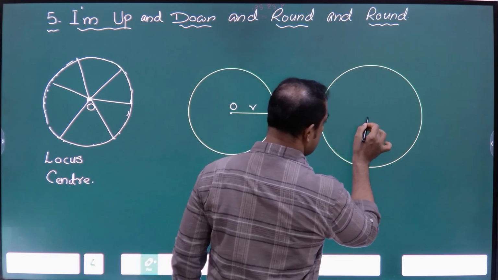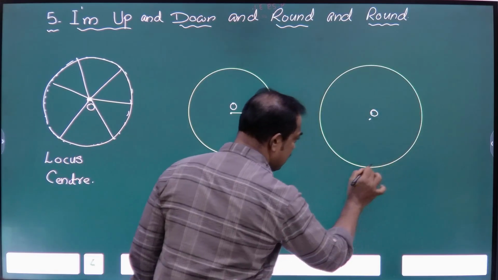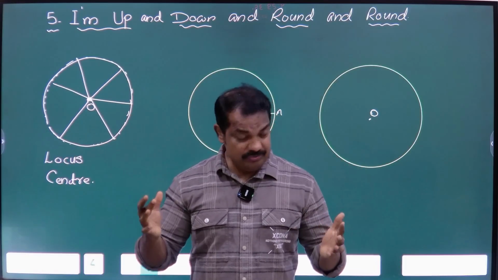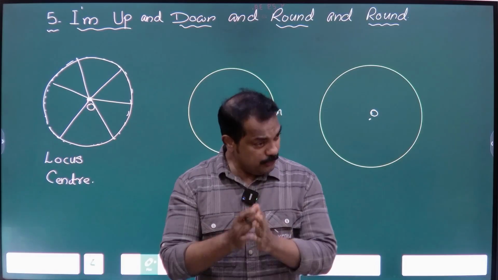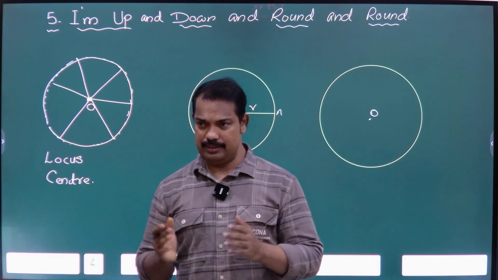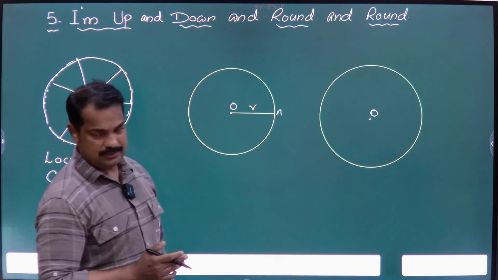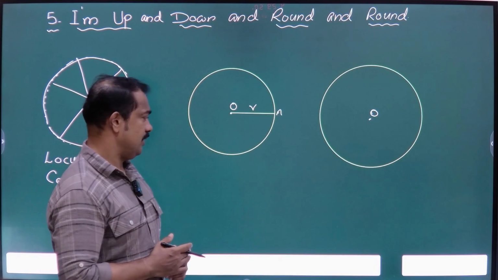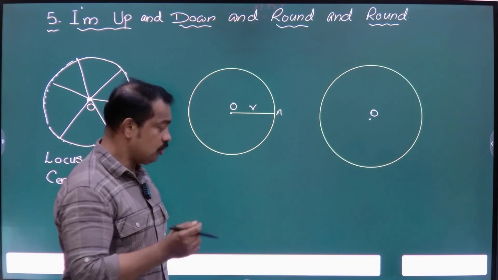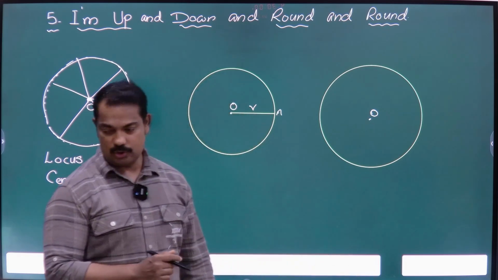Again, a circle is given and O is the center. This circle is made up of a large number, meaning an infinite number, of points which are equidistant from the center, or the given point. That point is called the center. And what is radius? The distance of any point on the circle from the center is called radius.